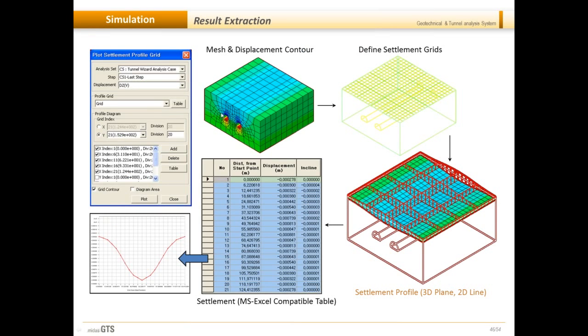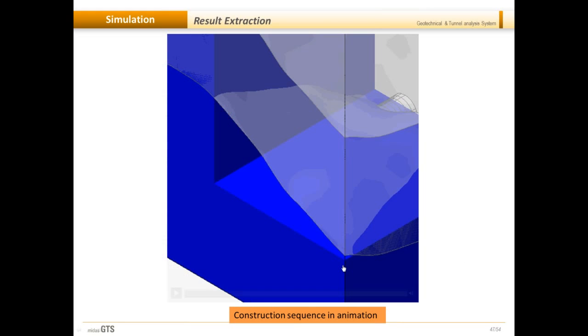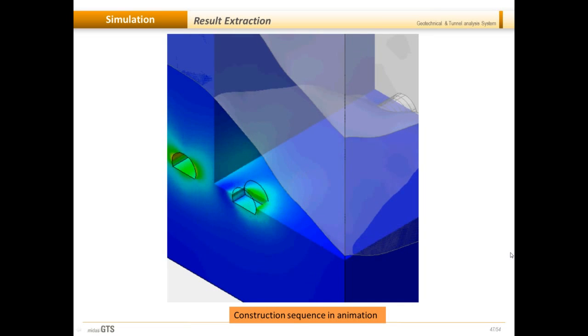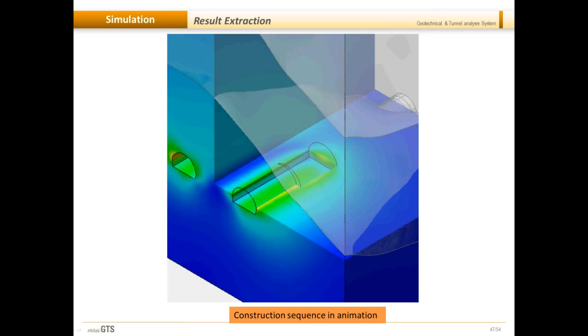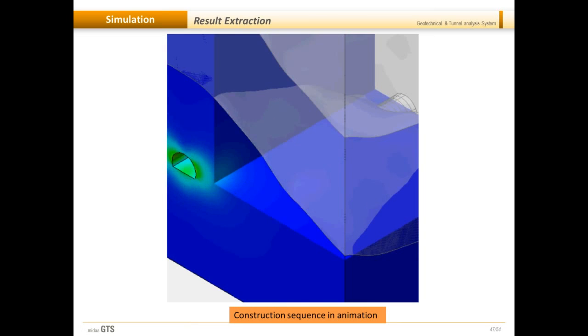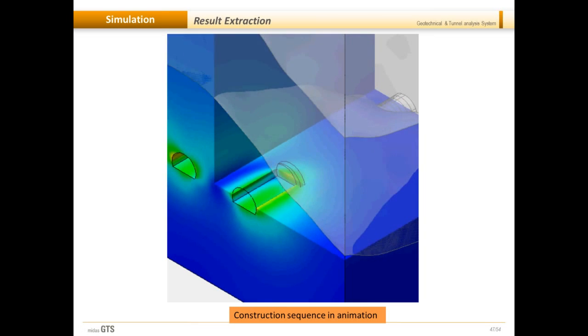You can generate the settlement profiles in spreadsheets, and directly it can be read to generate the graphs. And another good way of representing your construction and giving a presentation to your clients is through animations. And you can create the animations and save them as an AVI file for your own display.